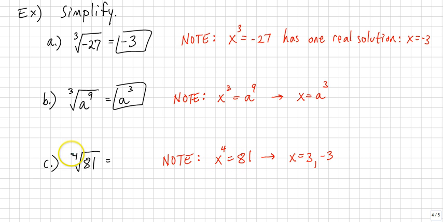But remember, when the index is even, this notation represents the principal or positive fourth root in this case. So we only want the positive one. So it'll be positive 3. We don't want the negative one. So when we use this notation, we want the positive nth root when n is even. When n is odd, you don't have to choose between them. There's only one real nth root when n is odd.